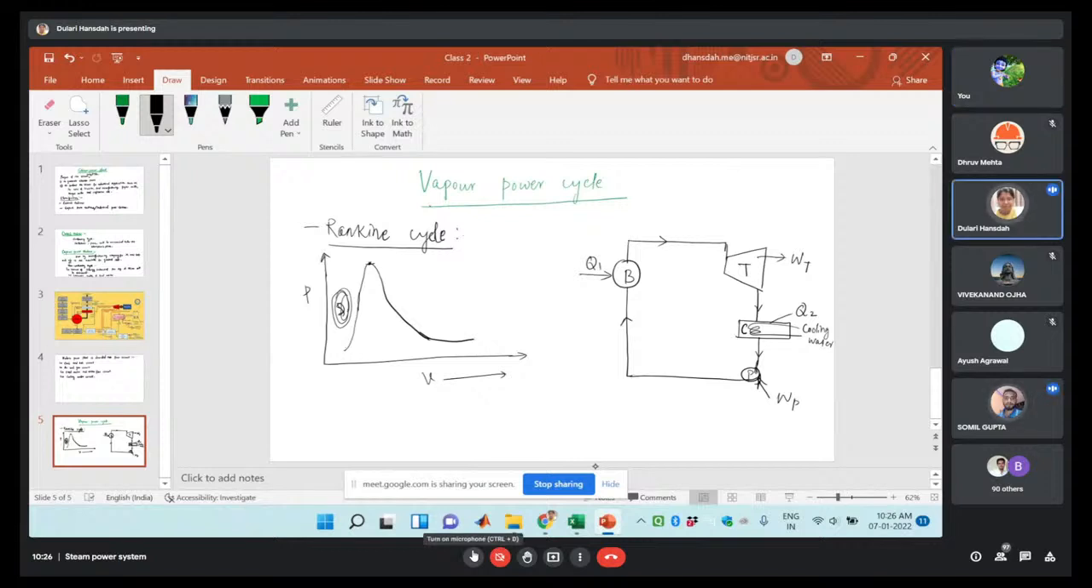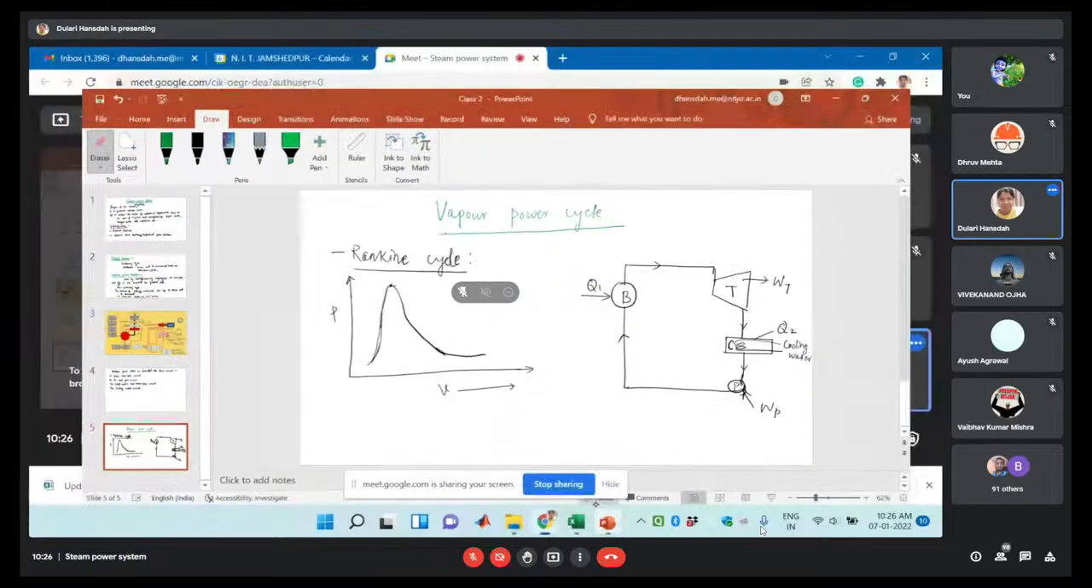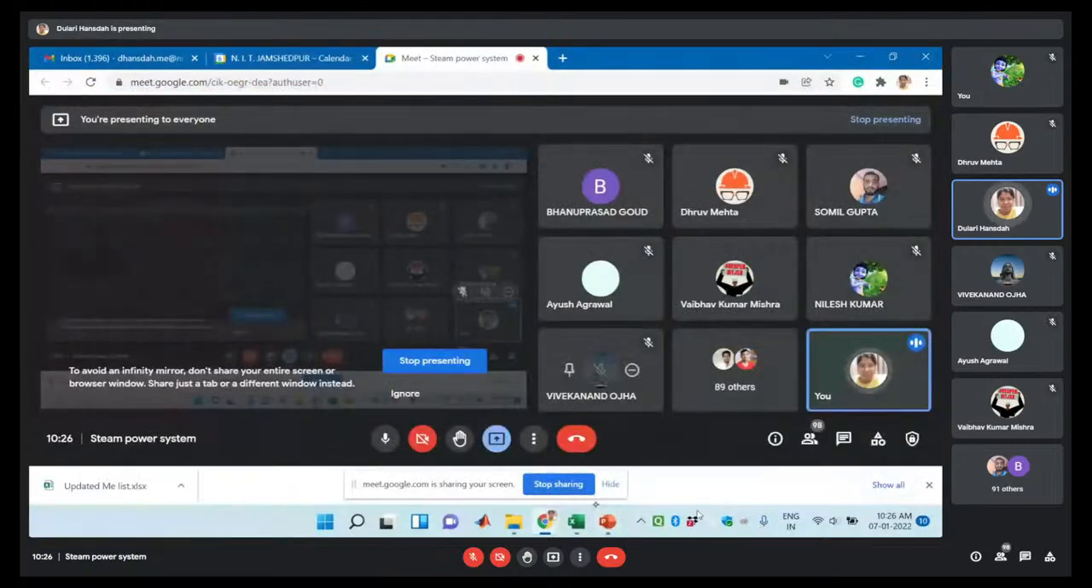This is your saturated liquid, this is the saturated liquid state, and this is the compressed liquid. Compressed liquid. Okay, fine. So who has given the answer? Next time I will take a surprise test during your class.